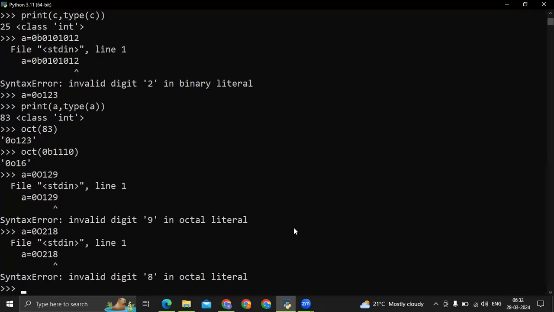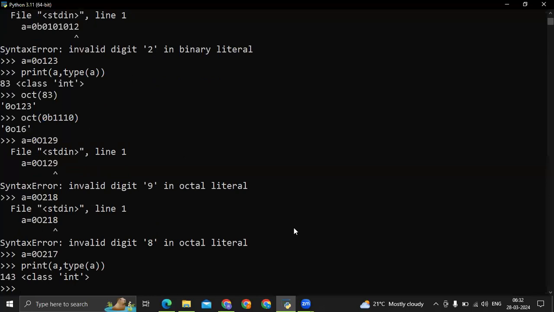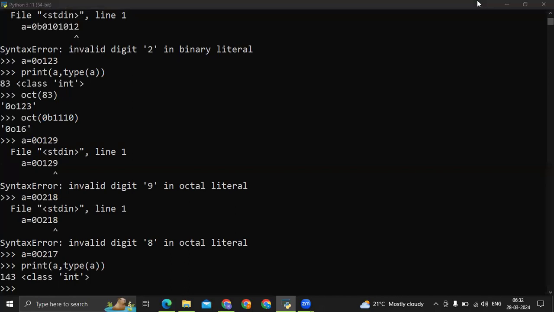Syntax error. In spite of this, if I write 7, now print A, type of A, we get the output. It will automatically convert it into the decimal number system data, which is understandable by the end user. Got it. Thank you. Okay.